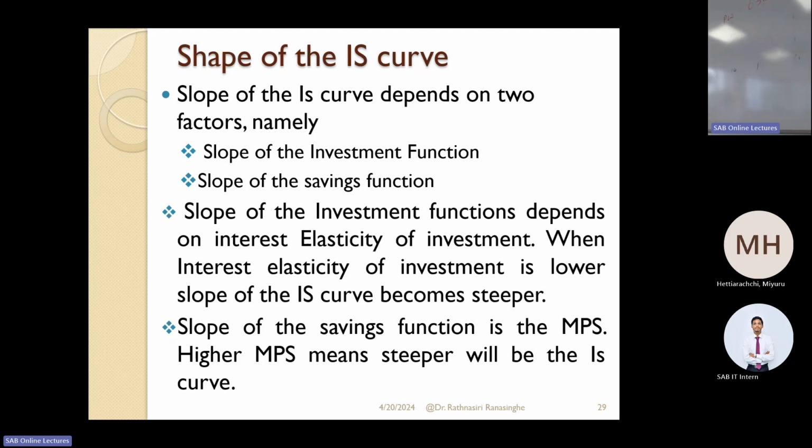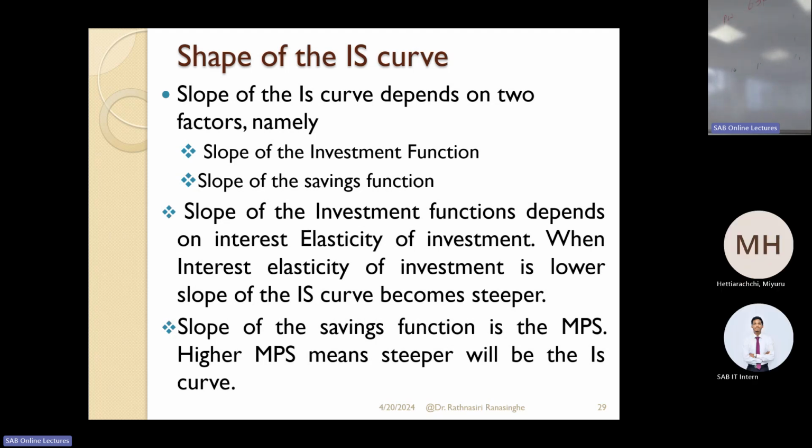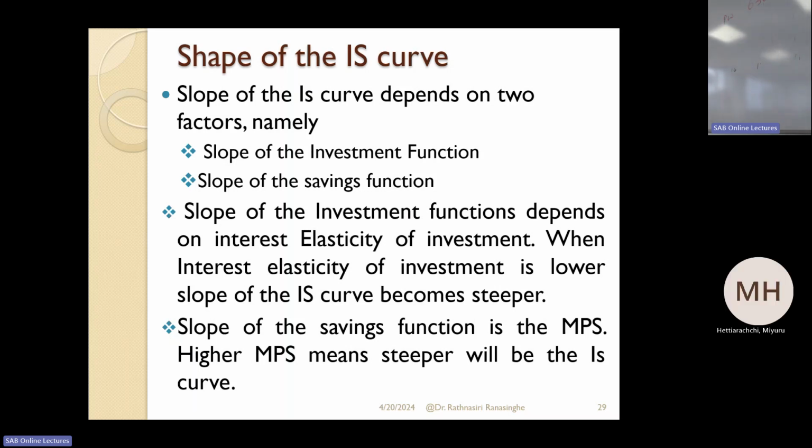That depends on the inverse elasticity of investment, that is the slope of the investment function, and the marginal propensity to save, that is the slope of the saving function. Normally the inverse elasticity of investment can be high or low. So the slope of the IS curve depends, on one side, on the slope of the investment curve. If I1 is low, the investment curve is steeper, so in that case the IS becomes steep.